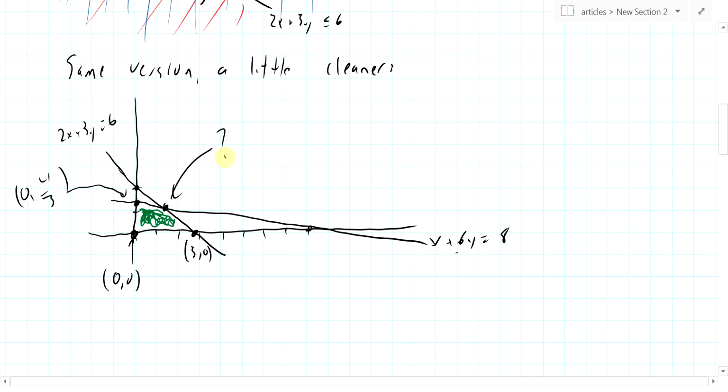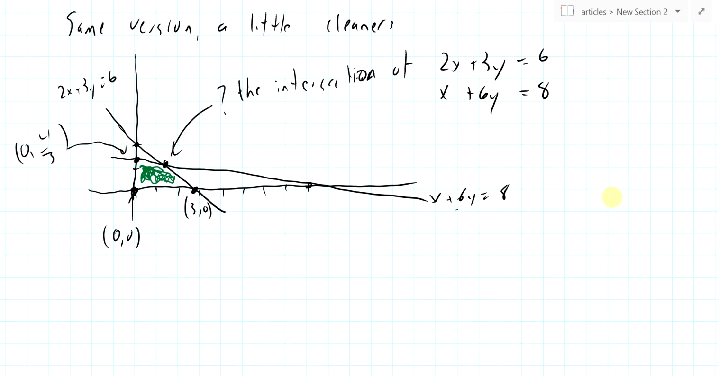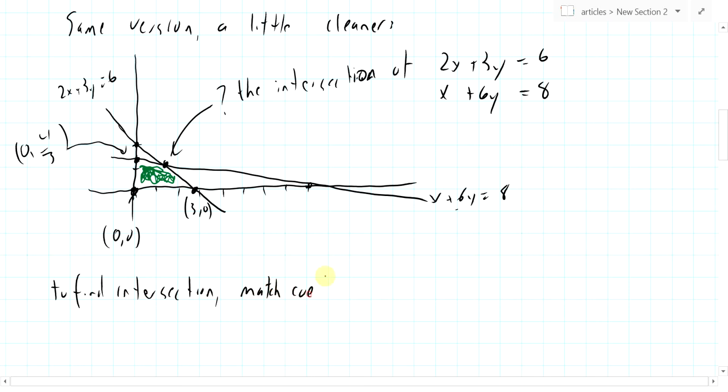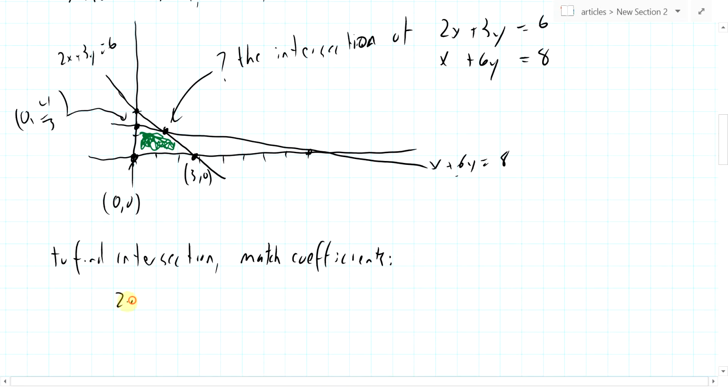What's that point? Well, this is the intersection of my two lines. So we need to find out what the intersection of this is. To find the intersection, we'll use something called the matching coefficients procedure. Match coefficients. So what do we have? We have 2x plus 3y equals 6. These are our two equations. And x plus 6y equals 8.